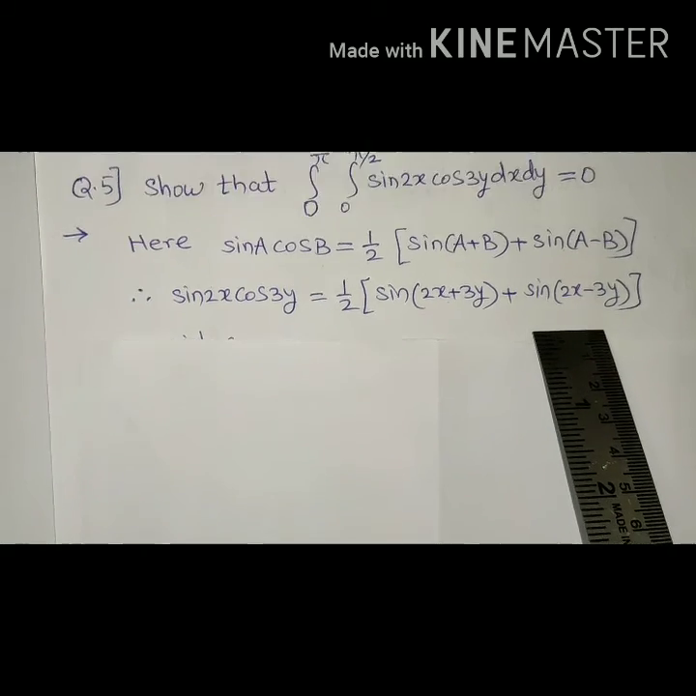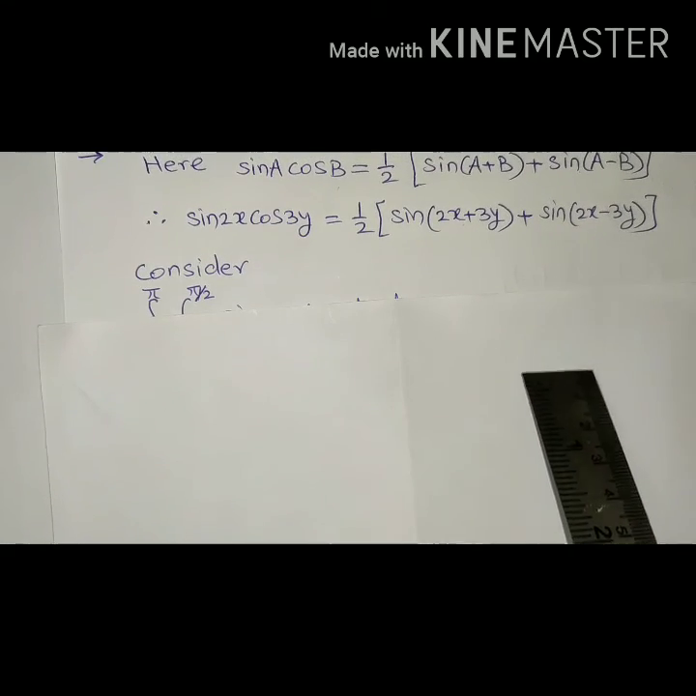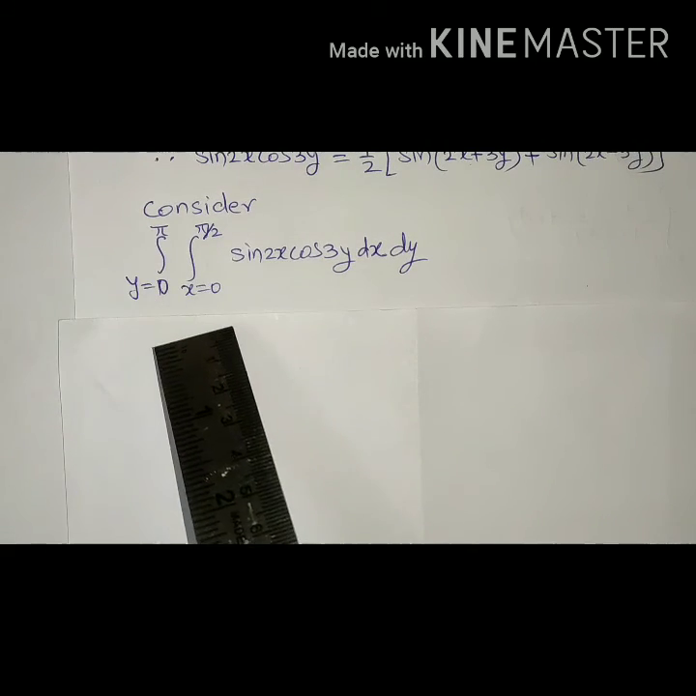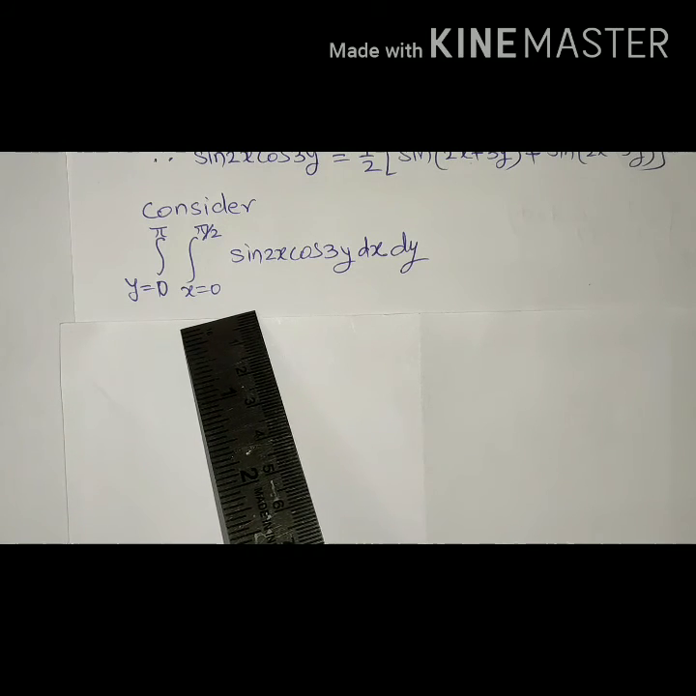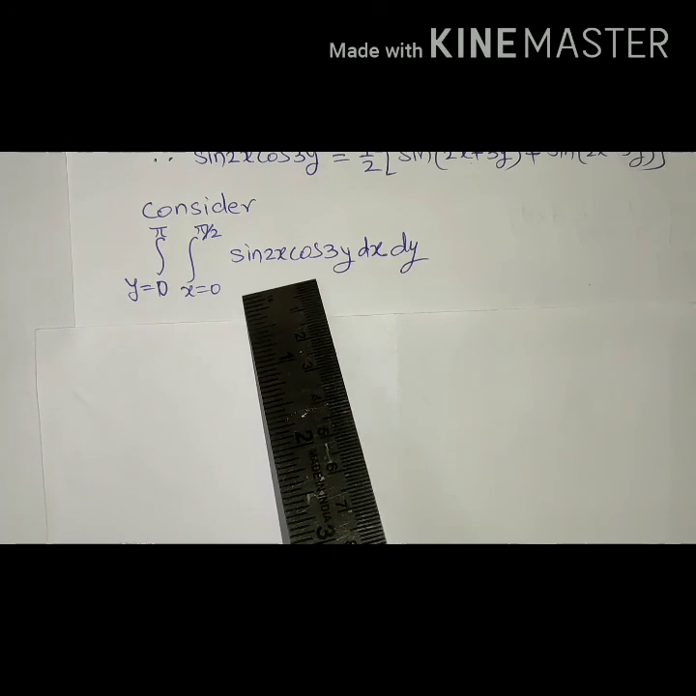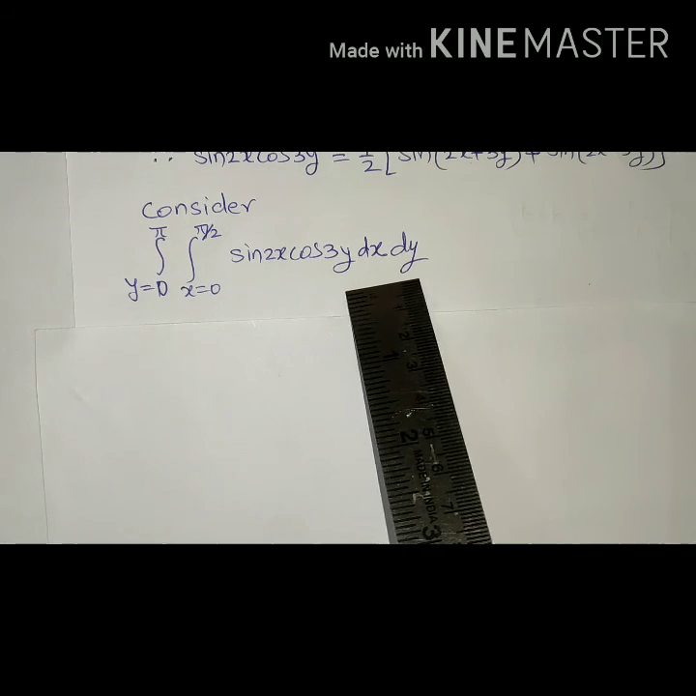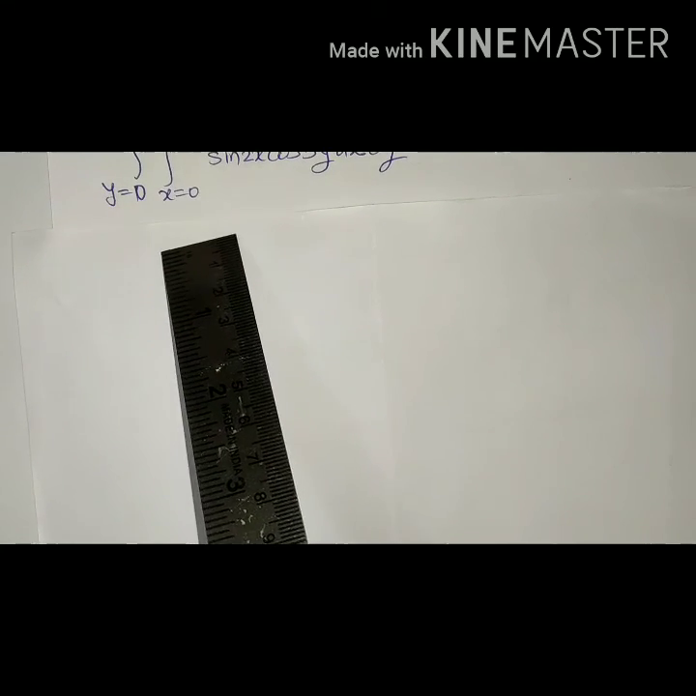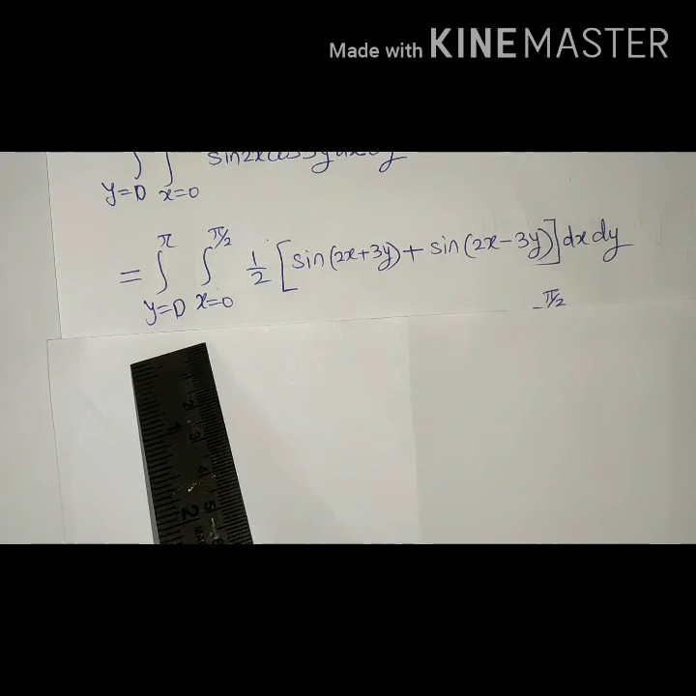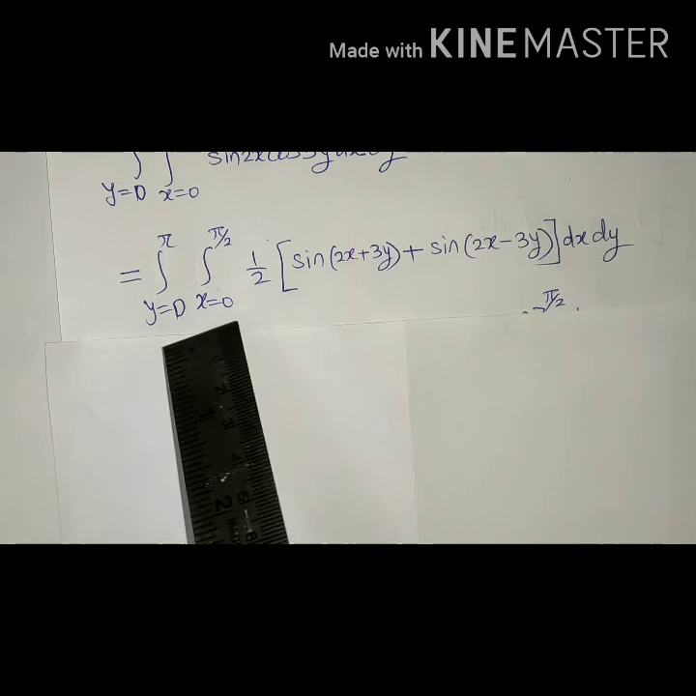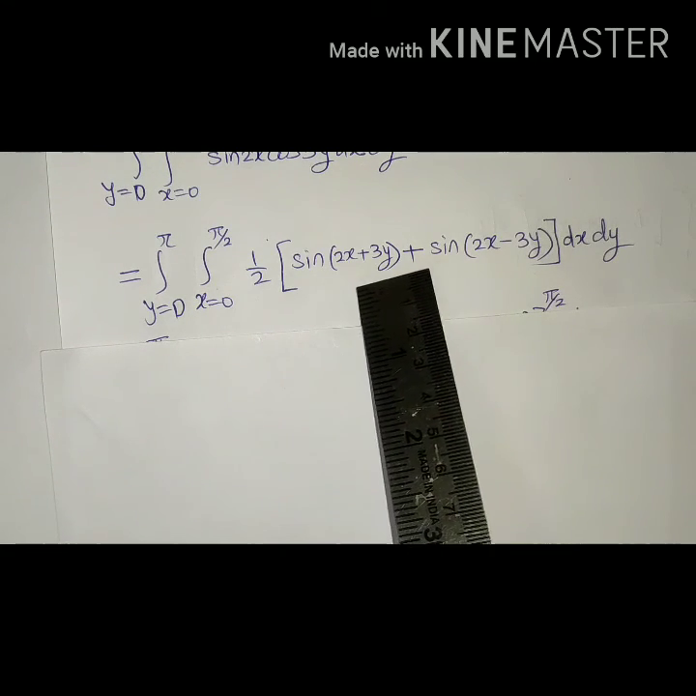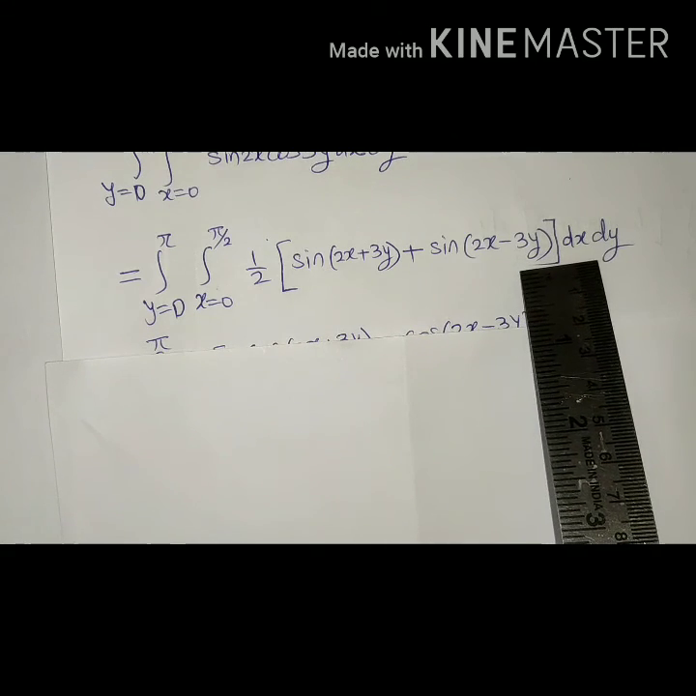Now using this let us integrate. So consider integration from y equal to 0 to pi, integration from x equal to 0 to pi by 2 sin 2x into cos 3y dx dy. We are following the order of integration here. Outer integral is from y equal to 0 to pi. Inner integral is from x equal to 0 to pi by 2. And let us use our rule. So this is half sin of 2x plus 3y plus sin of 2x minus 3y.